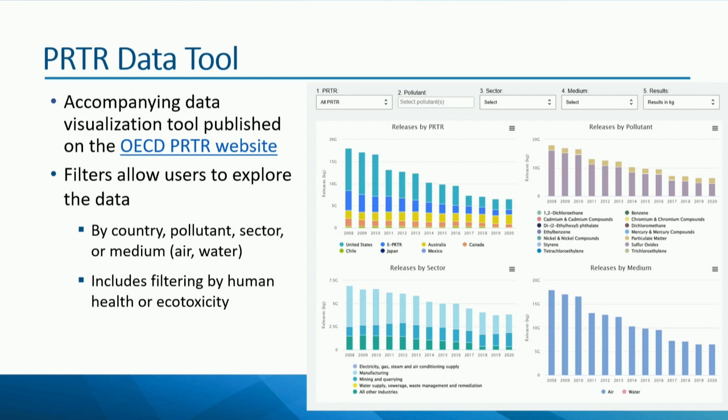The project that resulted in that report also informed the development of the data visualization tool that is currently published on the OECD PRTR website, which is interactive and dynamic, and so users can filter for PRTR system, pollutant, and sectors, and look at the different results, including release quantities as well as toxicity-weighted release quantities. This is just a screenshot of that data visualization dashboard, but it is a really powerful tool, and that is something that we are continuing to update.